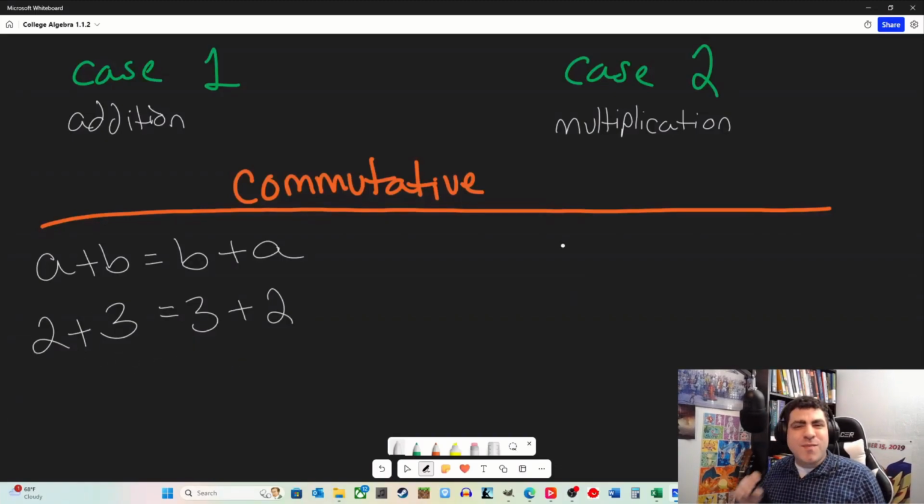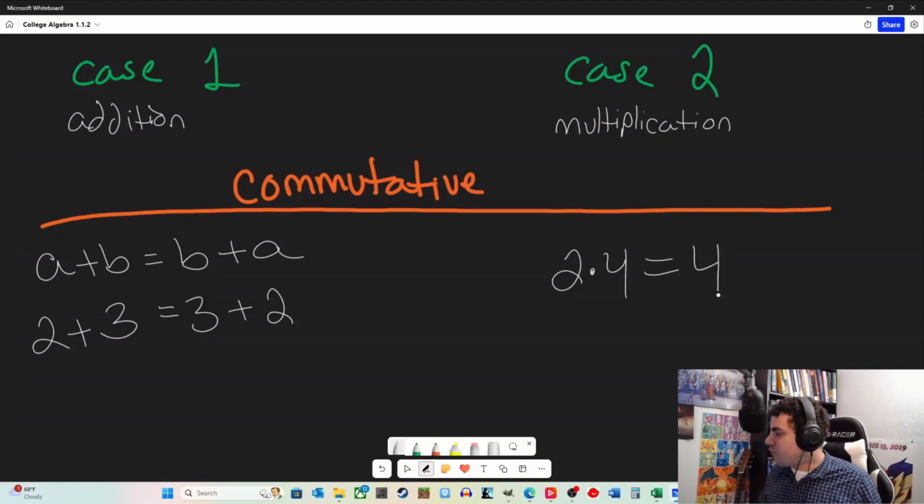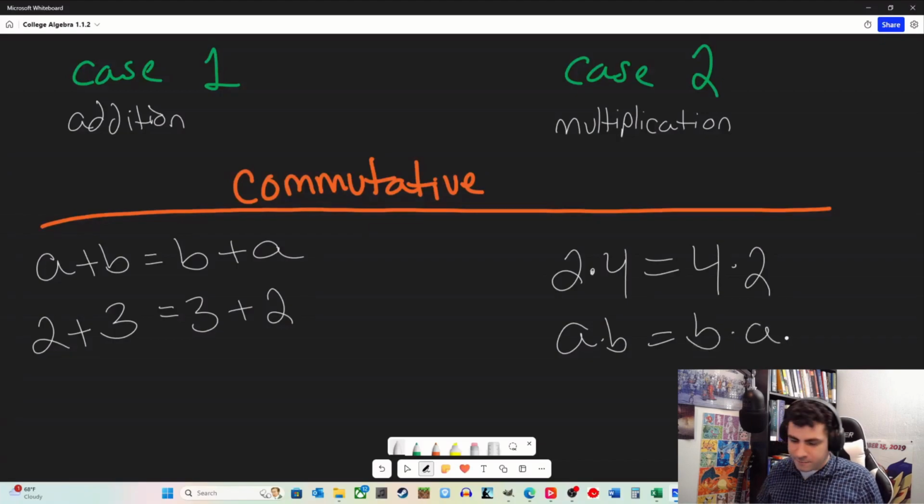The same exact thing applies to multiplication. If we have 2 times 4, that is the same as saying 4 times 2. It doesn't change. Or using the algebraic letters, A times B equals B times A. It doesn't change one bit at all. It is commutative. It goes both ways.